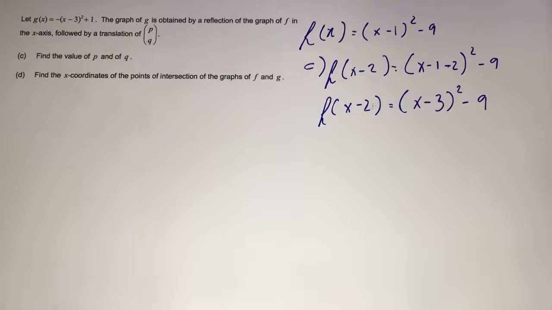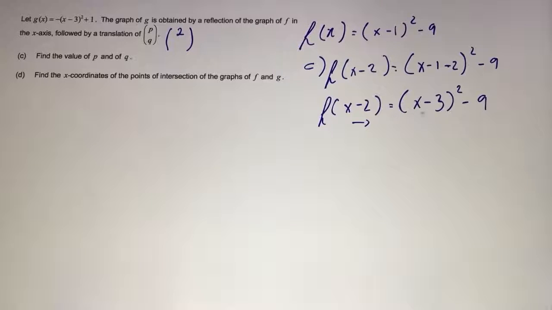And what just happened was I shifted 2 units to the right. Remember that inside, whatever happens with x happens the other way around. So if I subtract 2, I actually move 2 units to the right. So if I have a vector PQ that represents these translations, then I know that P is going to be 2.